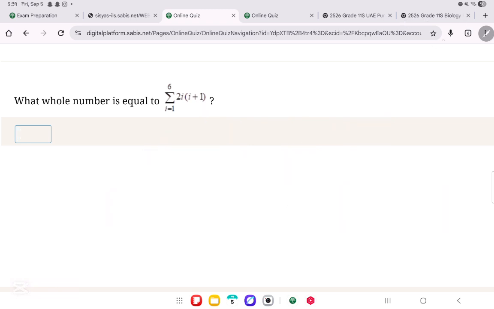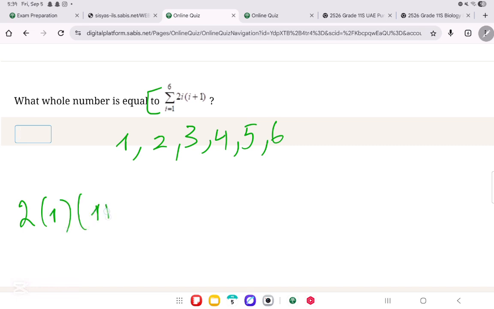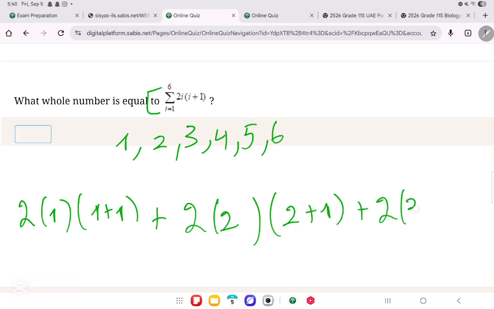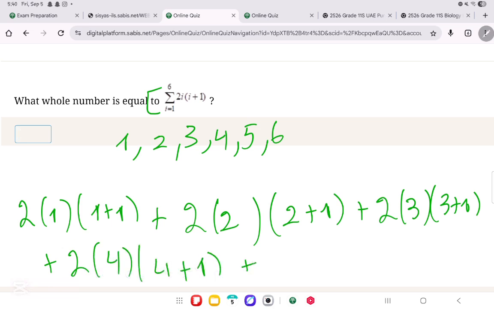Now, if you don't have this option on your calculator, what are you going to do? Very simply, you have from 1 till 6. That means you're going to substitute 1, 2, 3, 4, 5, and 6. Amazing. Where will you substitute them? Instead of i. So it's 2 times 1 plus 1, plus 2 times 2 plus 1, plus 2 times 3 plus 1, plus 2 times 4 plus 1, plus 2 times 5 plus 1, and then finally plus 2 times 6 plus 1.